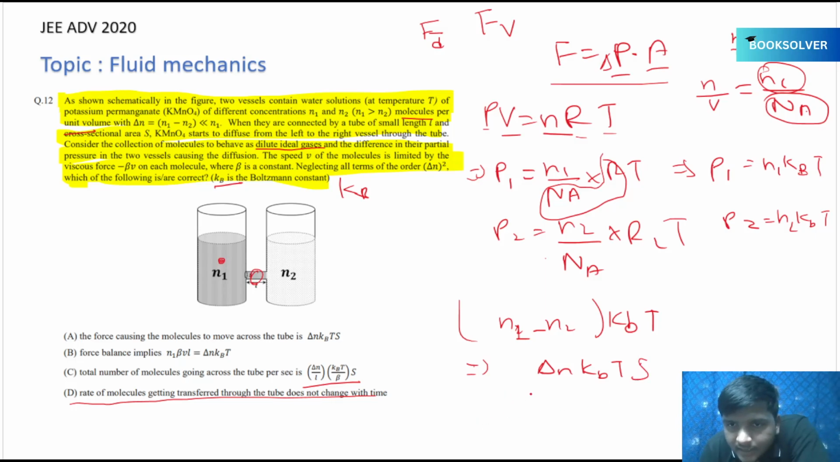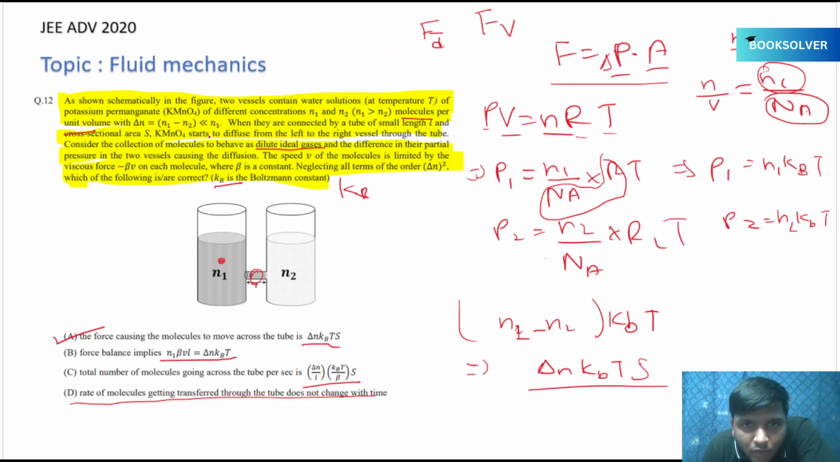So we can write it as S. So this is our driving force, which is equal to delta n kBTS. So yes, our option A is correct. Now moving on to the next option, that the force balance implies this. Okay, so what will be the balancing force here?